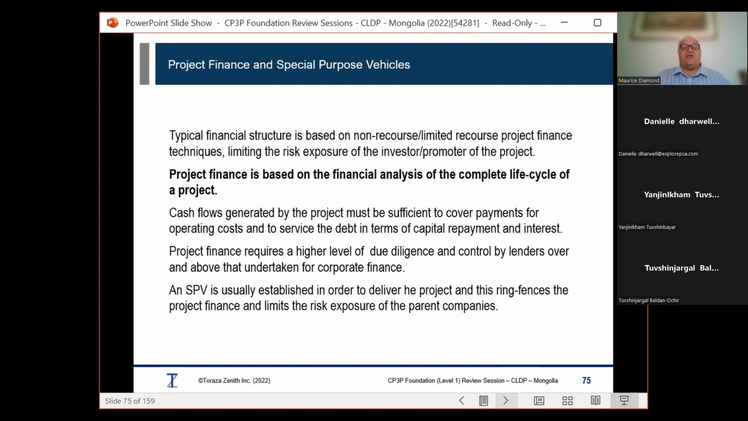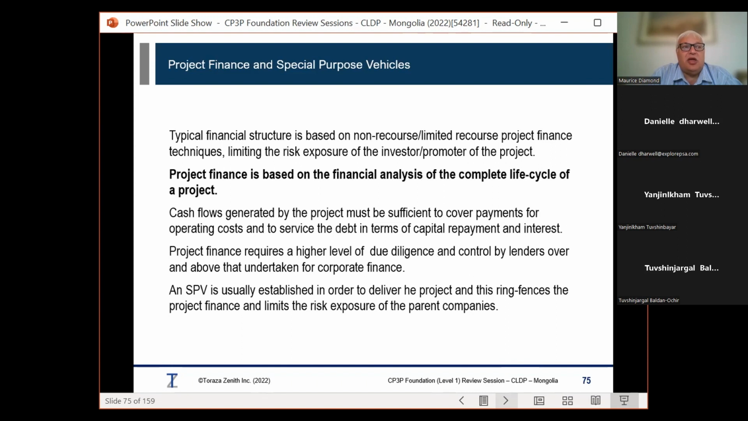So a typical finance structure is based on what's called non-recourse, limited recourse project finance techniques, limiting the risk exposure of the investor or promoter of the project. So basically, we could have what's called corporate finance. Now, you're a big company, and you can finance something based on your balance sheet. So when the banks go out and look at you and see whether or not you can deal with a loan, they look at your balance sheet.